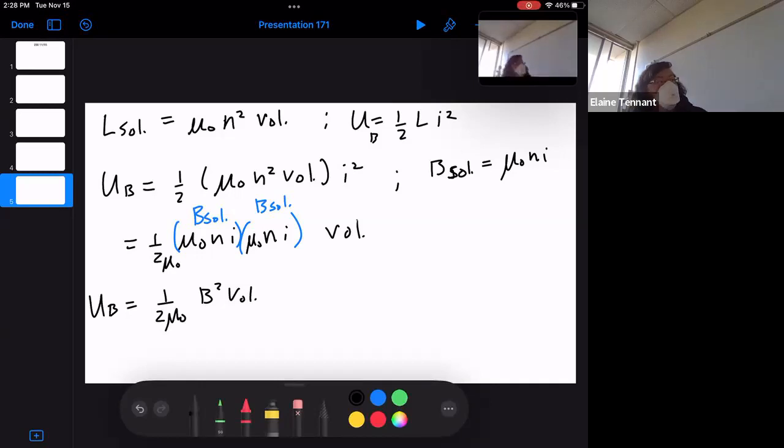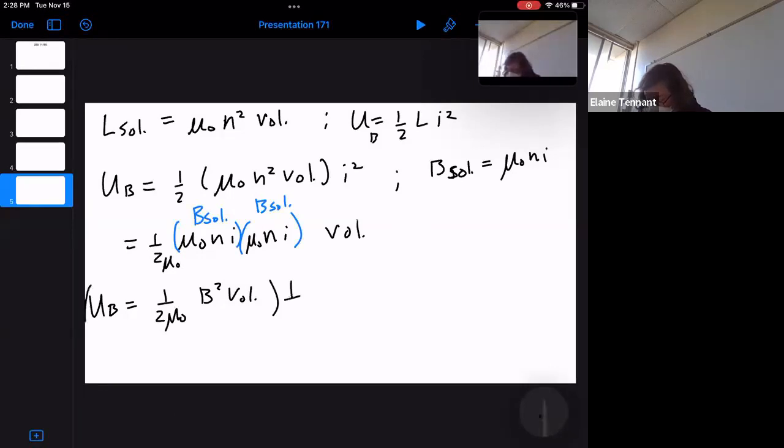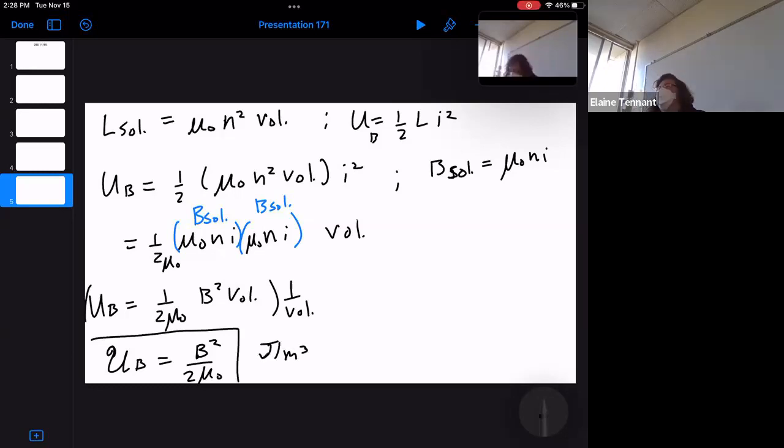And you notice we're really close to what we had before, where I'm going to divide both sides by the volume here, and I'm going to get my energy density. Energy density of B squared over 2 mu naught. This is in joules per meter cubed. Okay. Mathematically, I made several substitutions there. Is it sensible? No one's screaming.